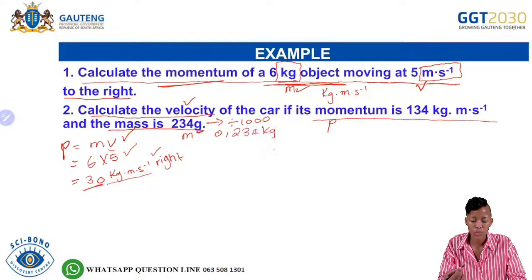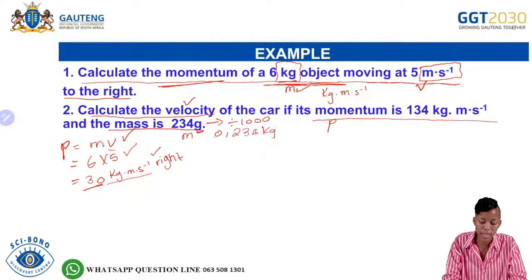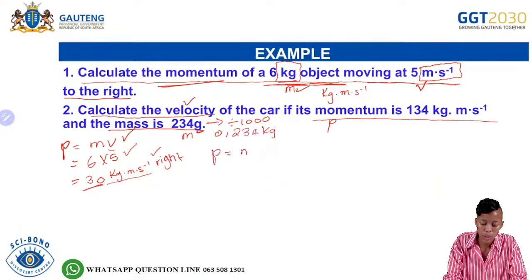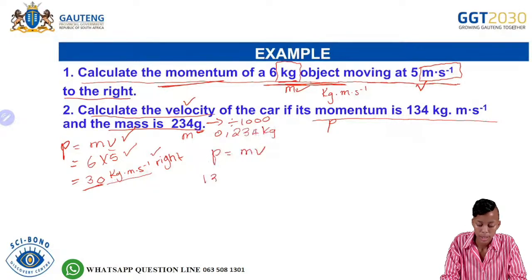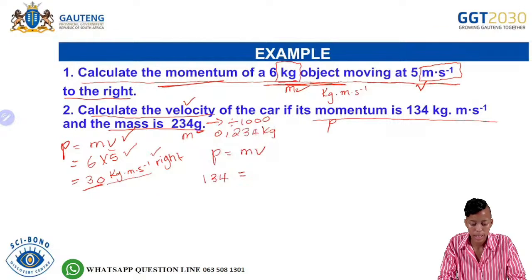Okay. Then what are we going to do from there? We are going to look at your formula sheet there and look for the formula of momentum. So what is the formula of momentum? It's P is equals to mv. Then what are we given? We are given the momentum there, which is 134. And then what else are we given? We are given the mass.